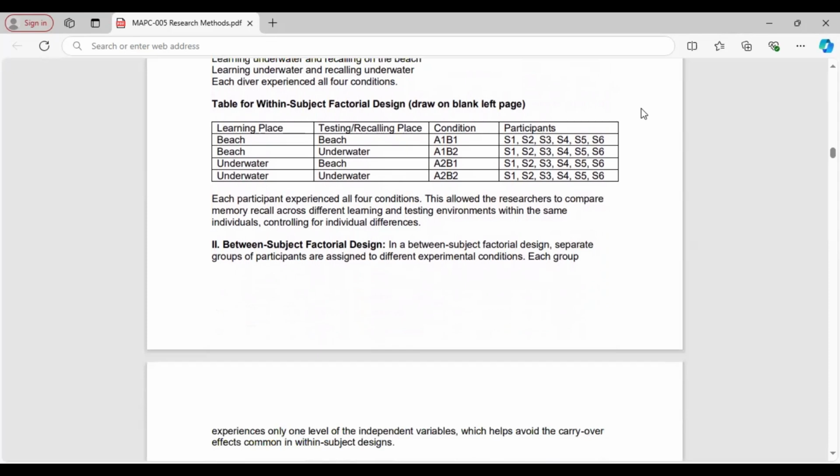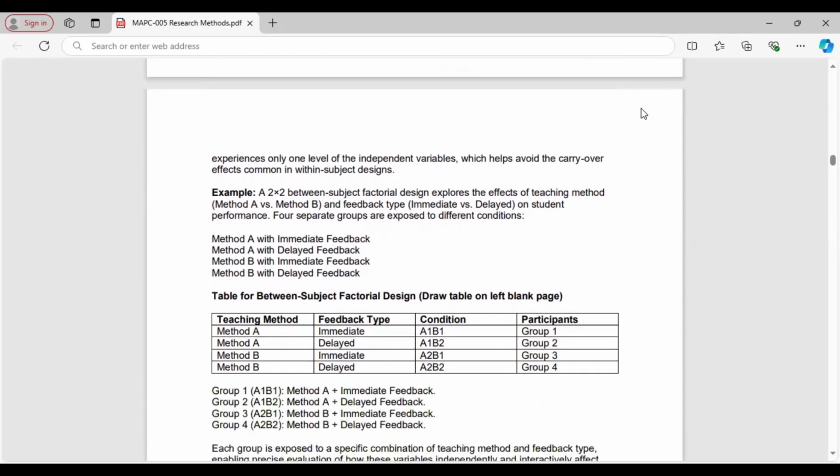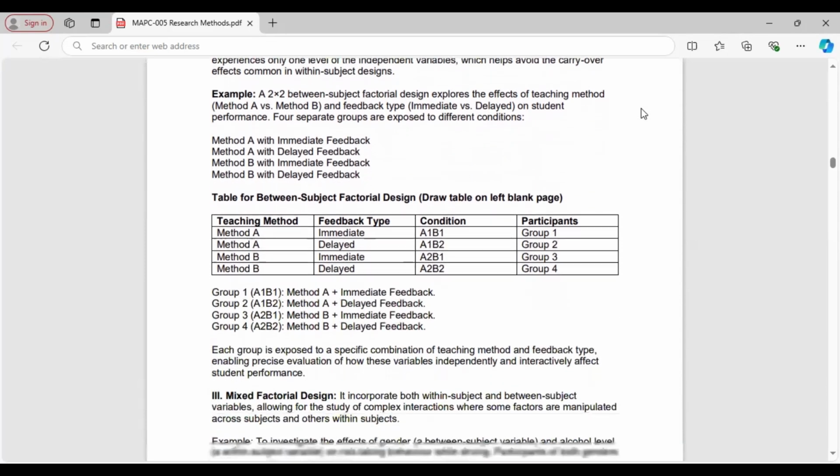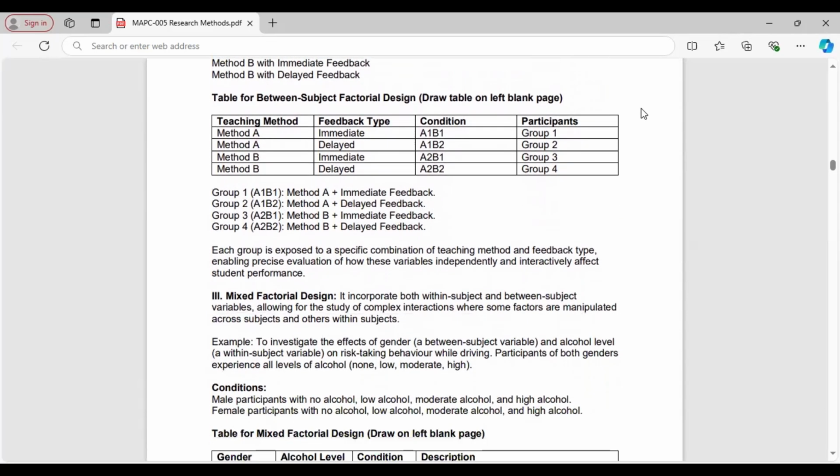Second method, between subject factorial design. This design assigns separate groups to different experimental conditions, with each group experiencing only one level of independent variables. And here also an example I have shown. An example is a study examining teaching methods and feedback types, where different groups are exposed to different combinations, thus facilitating precise evaluation of their effects. So here also you will understand it better when you go through the table and the example. And the last one is mixed factorial design.